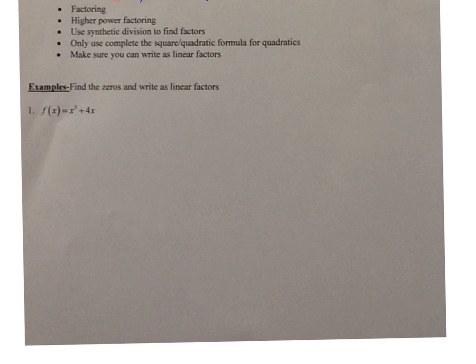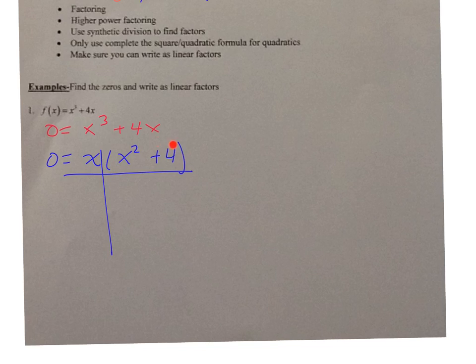All right, so let's take a look at the first one. The first one's pretty basic. It says find the zeros and write as linear factors. So I have 0 is equal to x to the third plus 4x. So I notice there's a GCF, so I'm going to factor out the GCF. x times x squared plus 4. Okay, so notice this here, x squared plus 4, that is not the difference of two perfect squares because of the plus. But I do know this, that x is equal to 0, and x squared plus 4 equals 0.